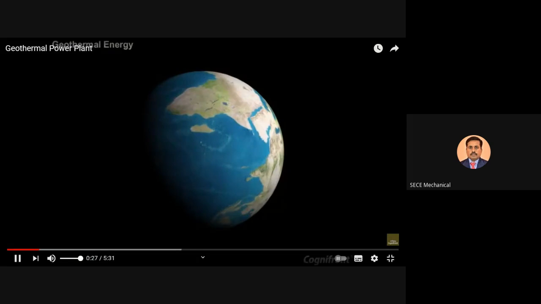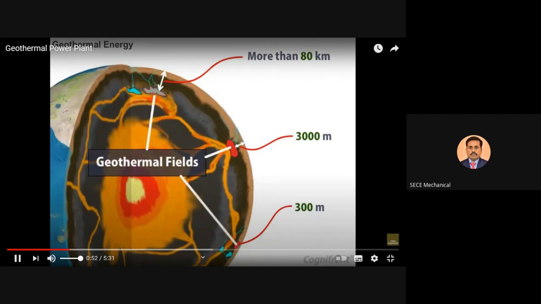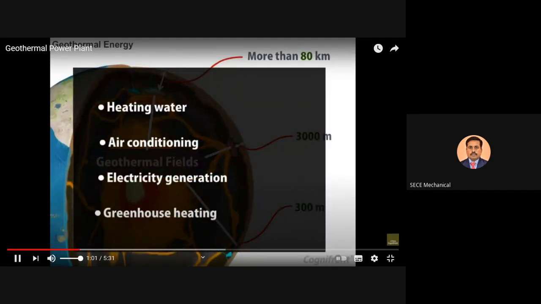Geothermal energy is the heat energy acquired from the earth. Here, the source of the heat is the earth, hence the name geothermal. Heat inside the earth is available at a depth of more than 80 kilometers. In some locations, it is available at a depth of 300 to 3000 meters. Such locations are referred to as geothermal fields. Geothermal energy is used for heating water, air conditioning, electricity generation, greenhouse heating, etc.